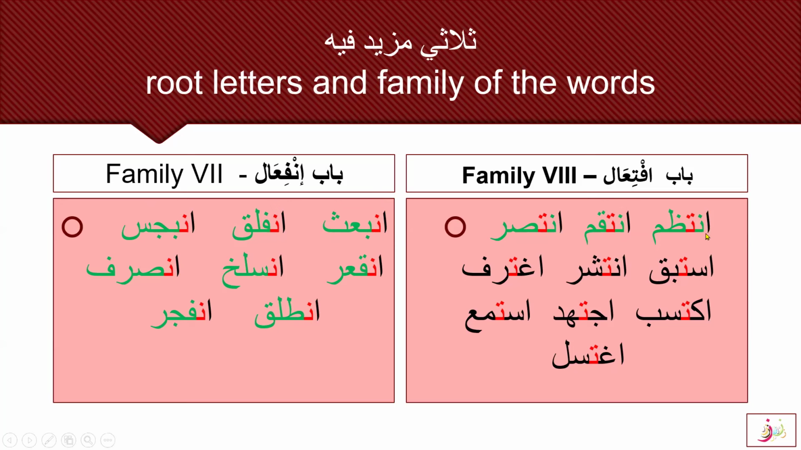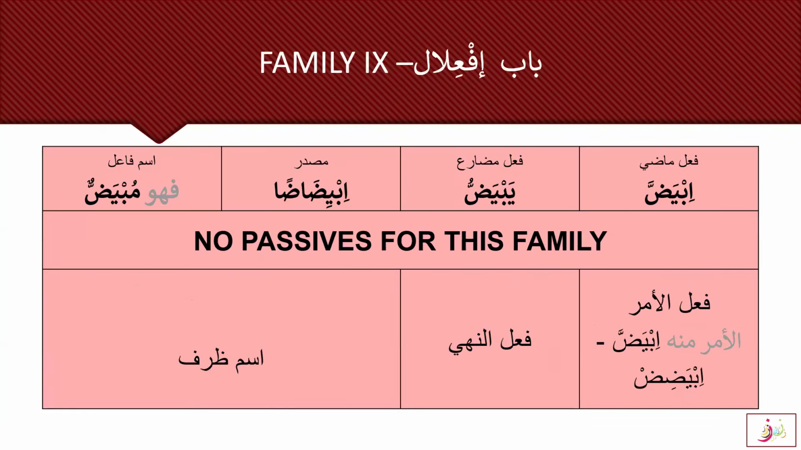Here you can see this extra ta is telling us that it is not from the root letters, and there's a break in the chain, or you can see an extra ta between the root letters. Like Nazama, the root letters are the other three letters, but you see a ta between them. But here, in Bab Infial, there is no extra letter between them. So this is how you're going to differentiate between family 7 and family 8.